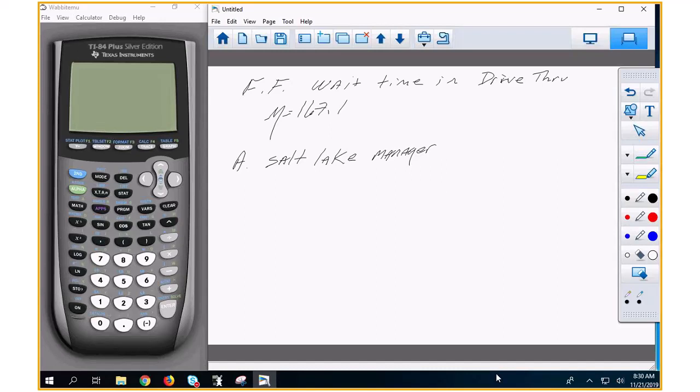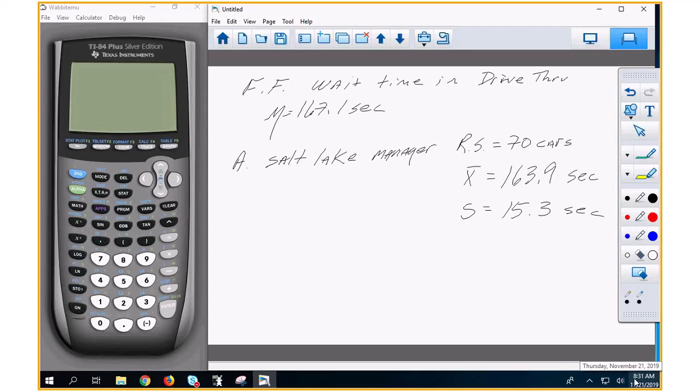She does a new drive-through policy and basically gets the following information. She has a random sample of 70 cars. Okay? She has an X bar that's equal to 163.9 seconds. And the standard deviation, S, the sample standard deviation, is 15.3 seconds.